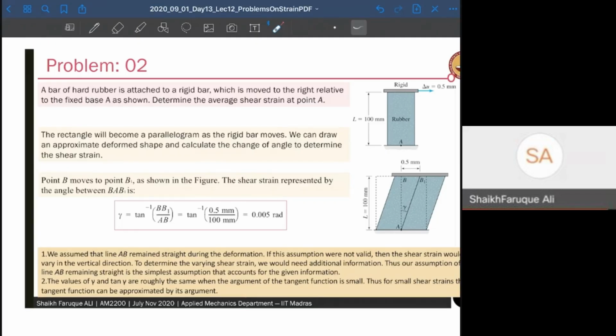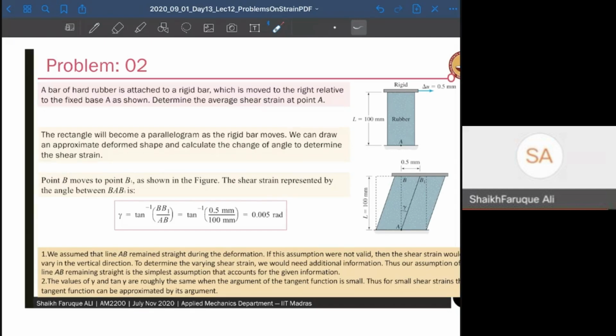Okay, what you have been asked is to find the average shear strain at point A. So a bar of hard rubber is attached to the rigid bar, which is moved to the right relative to the fixed plate A as shown. So relative to A, it has moved 0.5 millimeter. All right, now our job is to find the average shear strain.